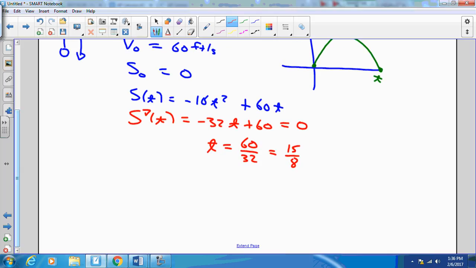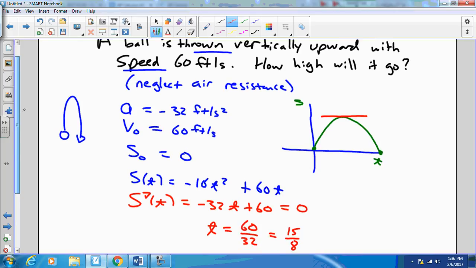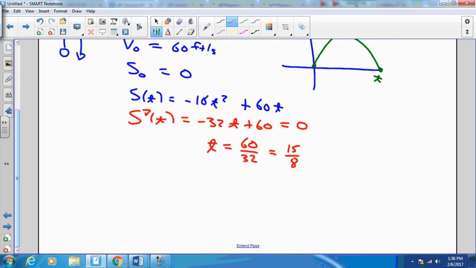So now, the question is, how high will it go? We didn't exactly answer that question. Instead, we found a critical time. We need to check that that critical time really is a max. So let's take a look at the number line for the velocity.